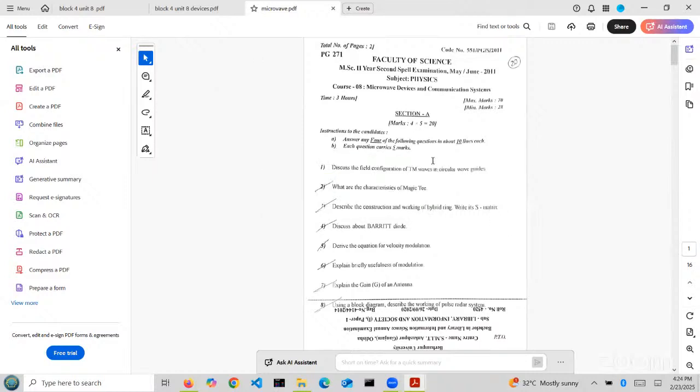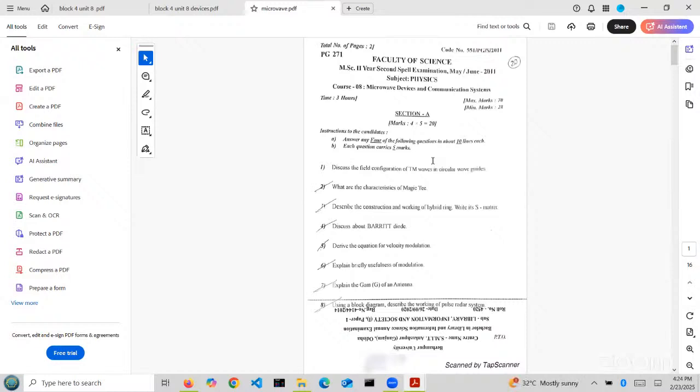Question number 4, today we discussed. This came as a 5 marks question: write the characteristics of magic tea. So he has not asked about the derivation of magic tea, only the characteristics of magic tea. Which is the input port? Which is the output port? We have 4 ports: port 1, port 2, port 3, port 4. In the textbook, 5 points are mentioned regarding that. Those 5 parts come under which one? Characteristics. Which is input? Which is output?